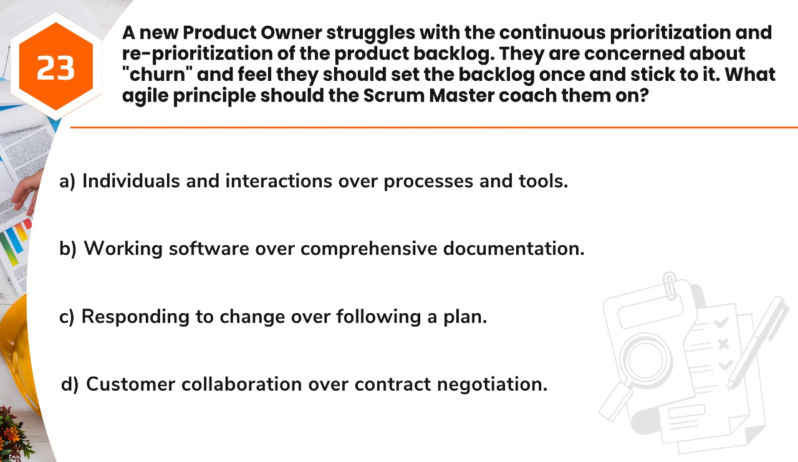Question 23. A new product owner struggles with the continuous prioritization and reprioritization of the product backlog. They are concerned about churn and feel they should set the backlog once and stick to it. What Agile principles should the Scrum Master coach them on? A. Individuals and interactions over processes and tools. B. Working software over comprehensive documentation. C. Responding to change over following a plan. D. Customer collaboration over contract negotiation.